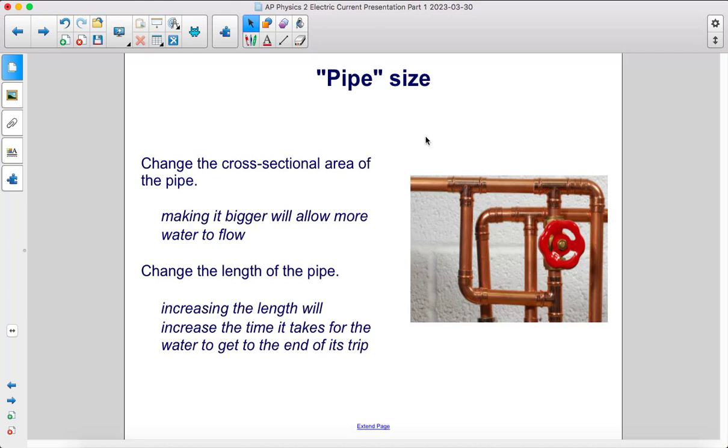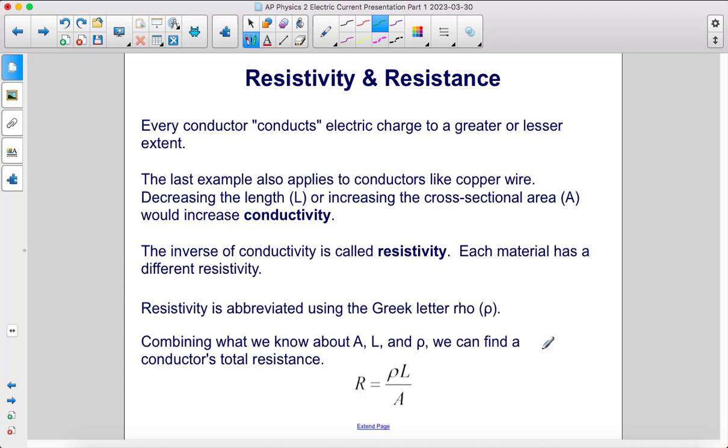Making it bigger would allow for more water to flow. We could also change the length of the pipe. Increasing the length will increase the time it takes for the water to get to the end of its trip. Every conductor conducts electric charge to a greater or lesser extent. The last example also applies to conductors like copper wire. Decreasing the length or increasing the cross-sectional area would increase conductivity.